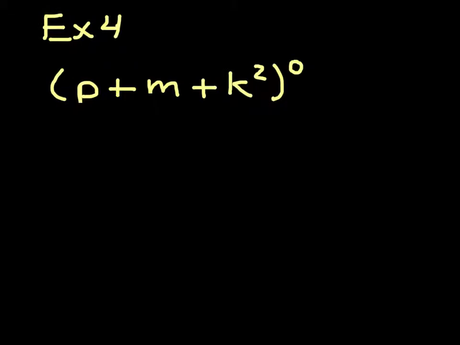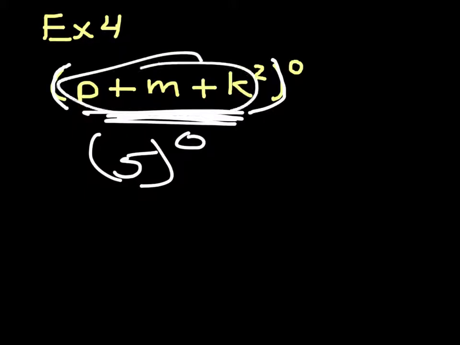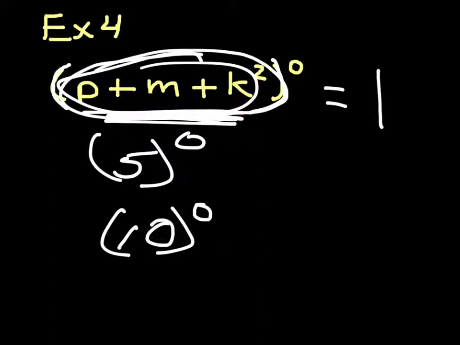Now, this looks a little complicated, but really it's not. What's being taken to the 0 power? Is p being taken to the 0, and m and k squared? Well, the answer is this whole thing, whatever value this is. So in other words, if we knew what p, m, and k were, and squared it, I'm going to get one value. Maybe it's 5, I don't know. Maybe it's 10. But if it was 5, what's 5 to the 0? Or if the value that came out of this is 10, what's 10 to the 0? Well, since this whole thing is being taken to the 0 power, the answer is 1.